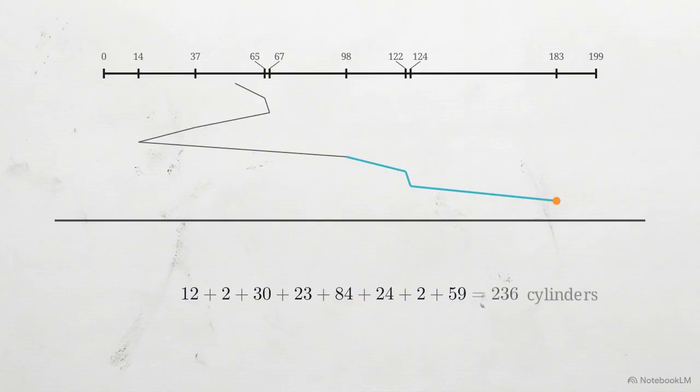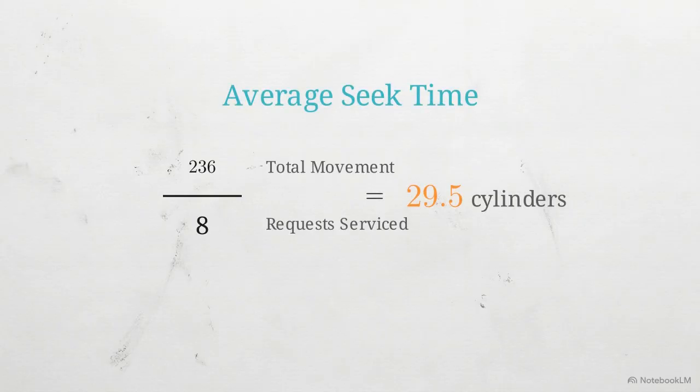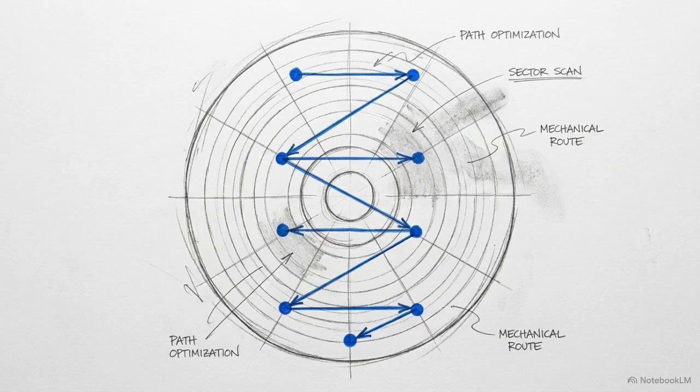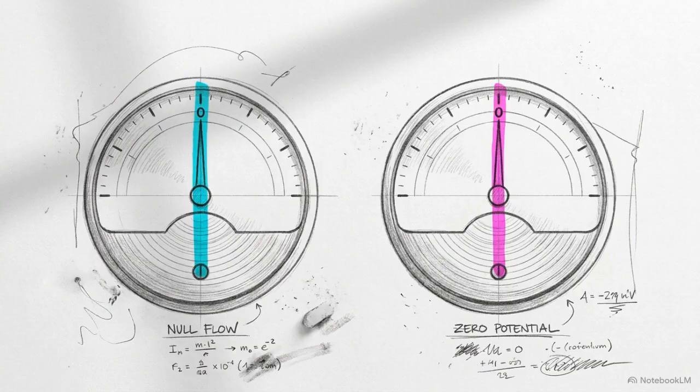Adding these absolute values gives us a total head movement of 236 cylinders. To find the average seek time, we take that total movement of 236 and divide it by the 8 requests we serviced, resulting in an average of 29.5 cylinders per request. Performing this derivation step by step reveals how a simple local rule translates into a predictable mechanical path across the disk. To see if 236 cylinders is actually efficient, we need a baseline for comparison.